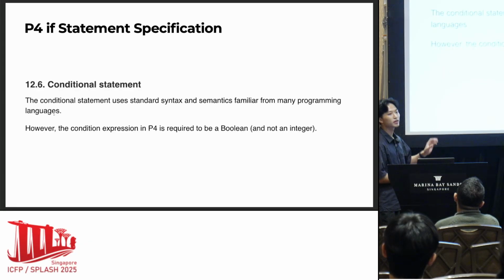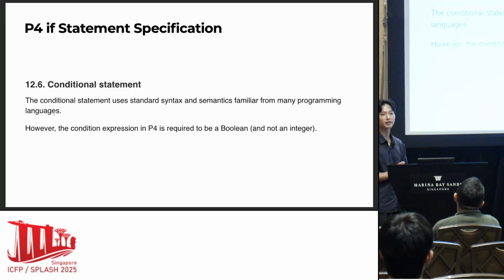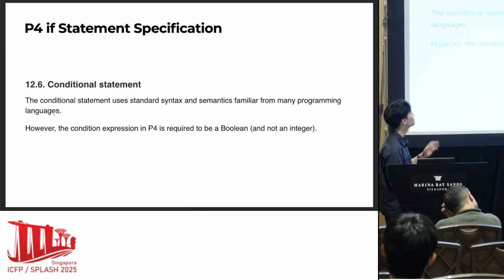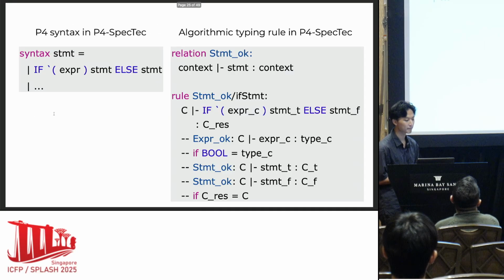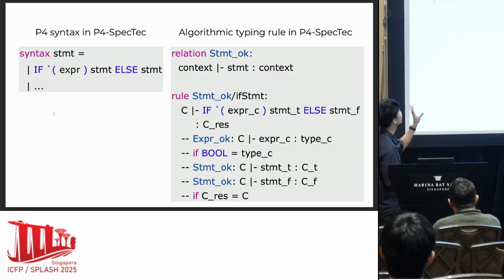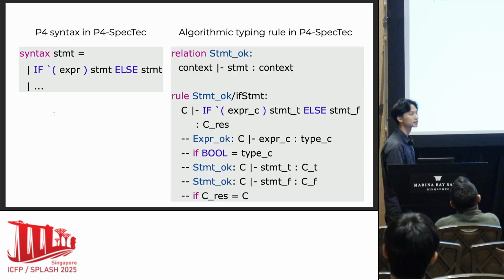This is part of the P4 official standard defining the if statement syntax and semantics. It says it uses standard syntax and semantics found in many other programming languages, but it poses a single constraint: that the conditional expression must be a Boolean type. And this is how we mechanize that using P4-SpecTec. On the left, we define the mechanized P4 syntax using a BNF notation. And here we say that a single variant of the P4 statement is an if statement.